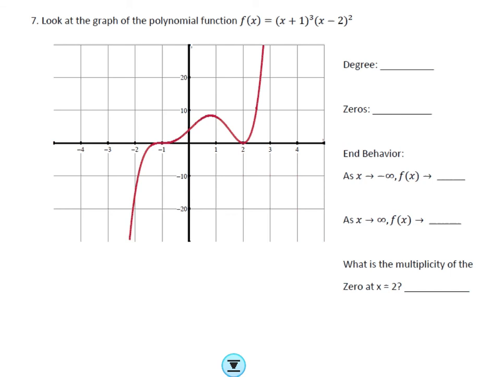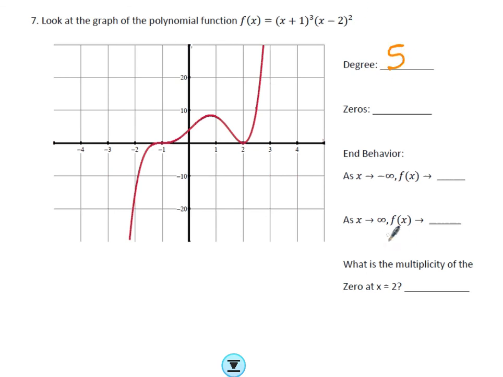And we're back. So number 7 is similar to number 5. It says, look at the graph of the polynomial function f of x equals (x plus 1) cubed times (x minus 2) squared. First thing we'll do is find the degree. The degree of the polynomial is found by adding up the exponents, in this case 3 and 2. 3 plus 2 is 5.